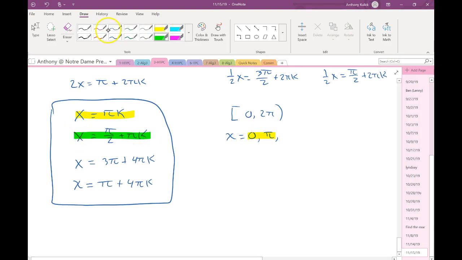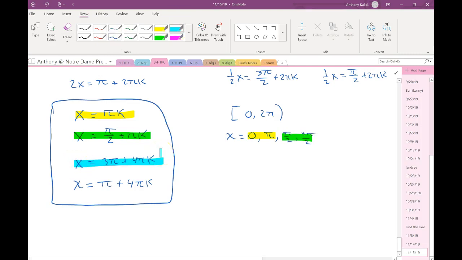Now look at this one. I'll do the same thing. When k is -1, obviously I'm getting a negative, and that's too small. When k equals 0, I get pi over 2. And that's good. When k equals 1, I get 3 pi over 2. That one works. When k equals 2, I get something too big. So that's my answers from the green.